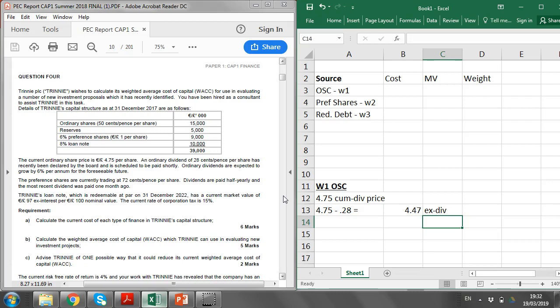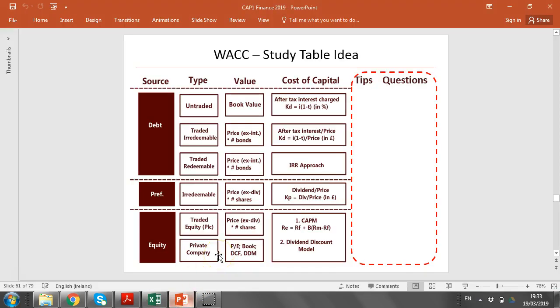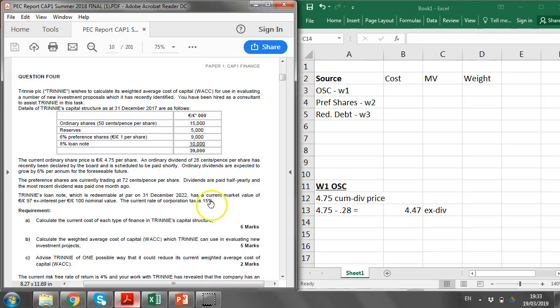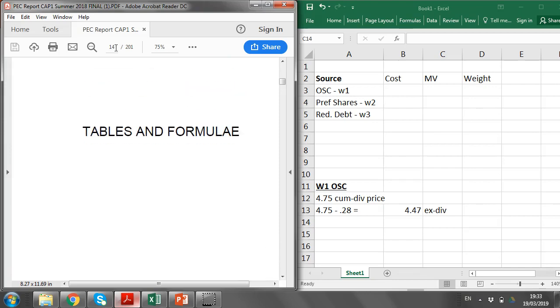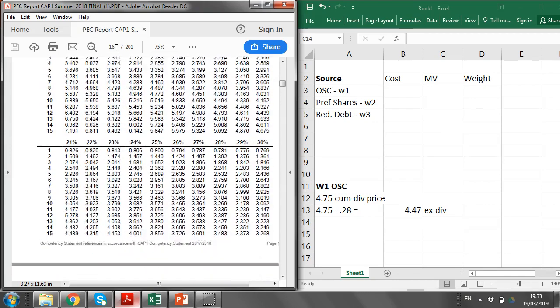The next thing we need to figure out is, well, what formula are we going to use for our cost of equity? There's 2 main formulas, CAPM, the capital asset pricing model, but we're not told anything about risk-free rate for this half of the question at least, or betas. But we are told stuff about the dividend, and we are told about the dividend growth rate, which is 6%. So what we're actually going to be using here is the dividend discount model. Now remember at CAP 1, you will be given a collection of formulae. So if you go to the end of any CAP 1 paper, you're given tables and formulae. The first 2 tables are your present value tables.